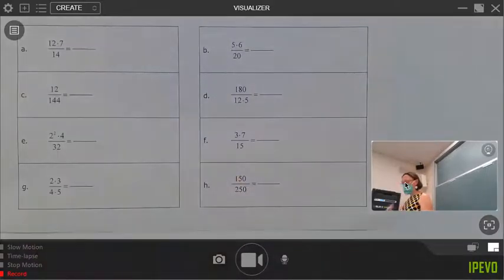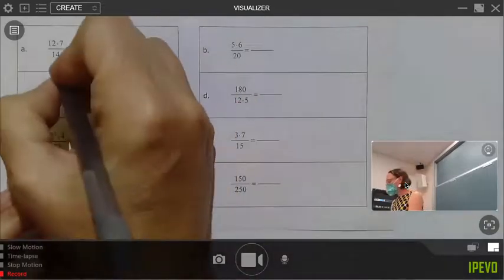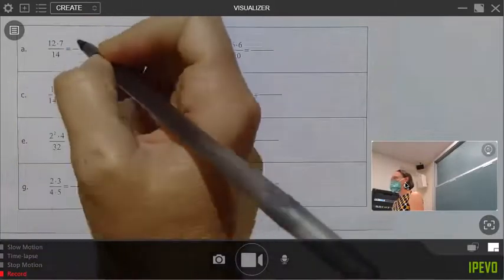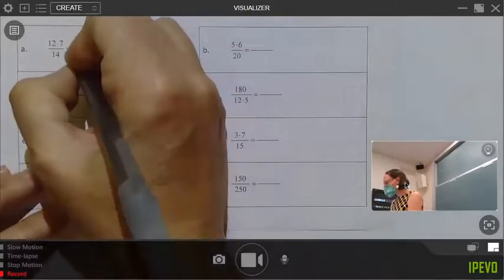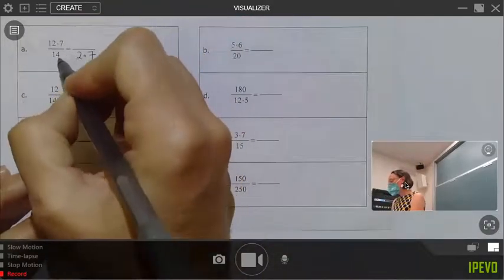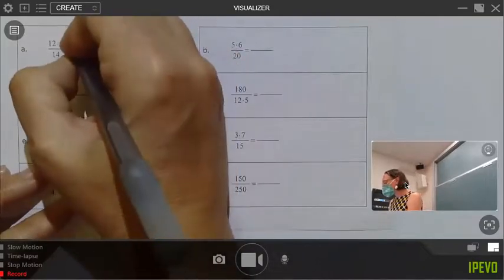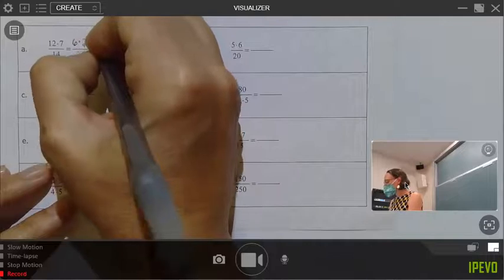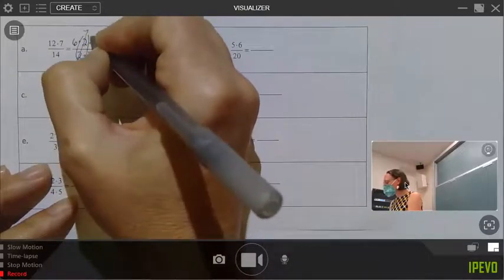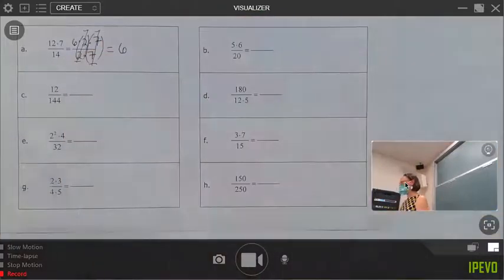Totally fine. If you are struggling with how to get started, my suggestion is to think about breaking all the numbers down into their smaller multiples. So 14, I can write as 2 times 7. And now on the top, I know I'm going to have a 7. So if I think about the 12 as 6 times 2, then that 2 over 2 becomes a 1. And that 7 over 7 becomes a 1. And my final answer I'm left with is 6.